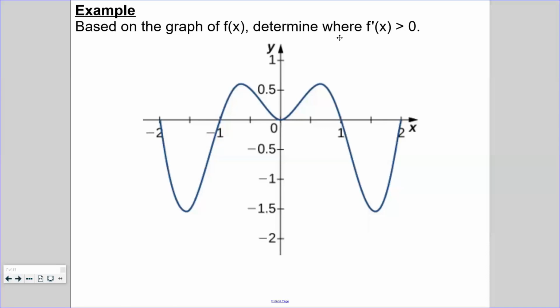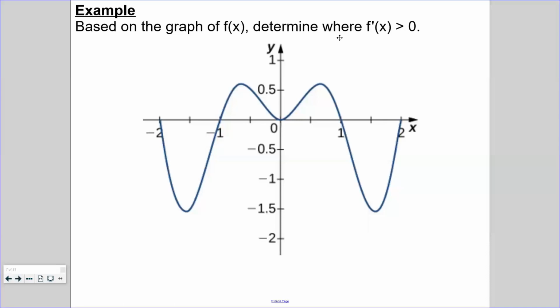F prime of x is greater than 0 from negative 1.5 to negative 0.5. From 0 to, that would be about 0.5, I guess. And then from 1.5 to infinity, or 2, I guess, 2.